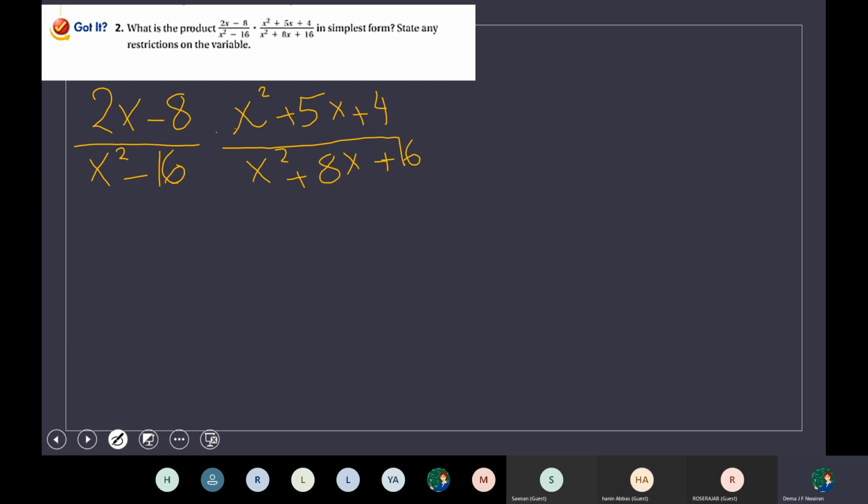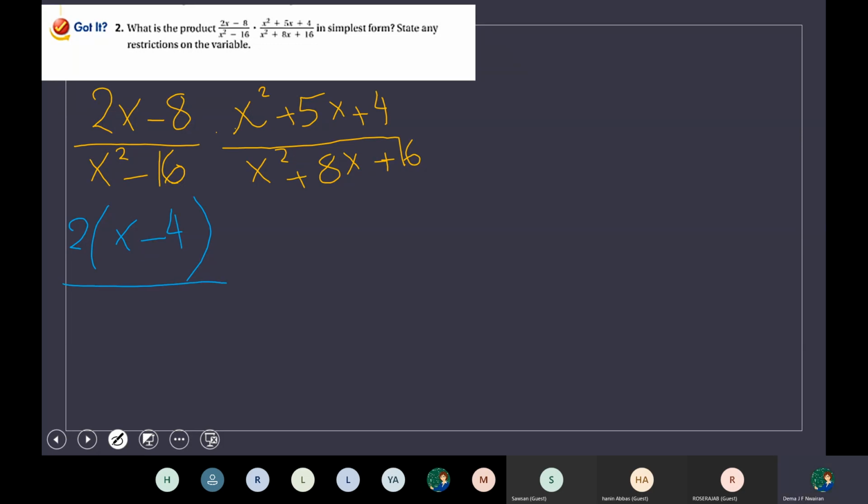Yara, where's Yara? Yes, Yara. How can you factorize or simplify 2x minus 8? Divide the 8 by 2. Yeah, thank you. So just put a 2 as a common factor. So it will be 2 times x minus 4.